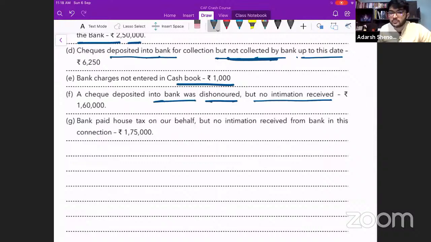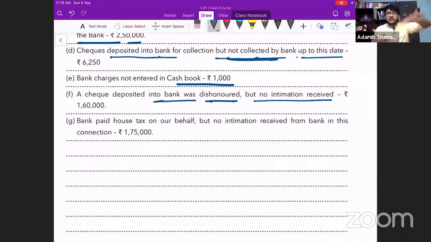Which book has moved because of this? The cash book has moved. We just discussed it, right? Five minutes back, when I started the class, I discussed this point. So what did I say? Check deposited dishonored: you have increased it. It is like check deposited not cleared.